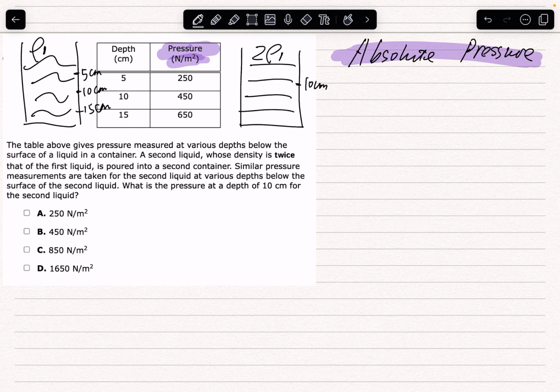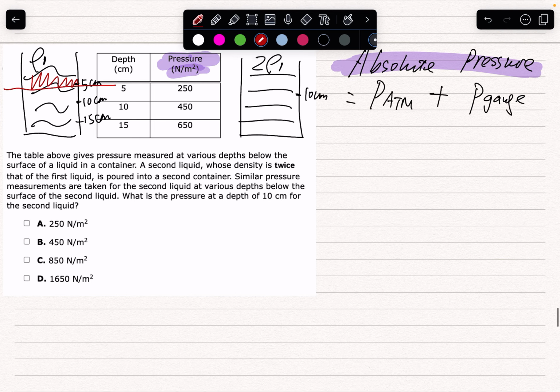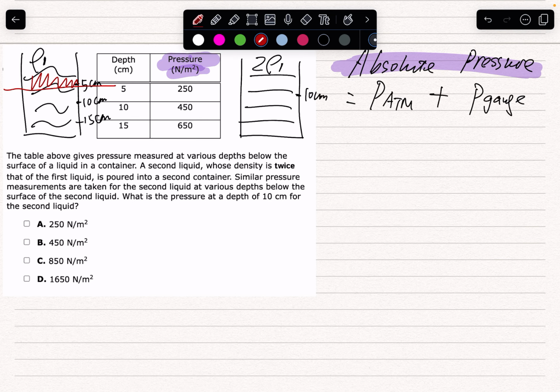And then the absolute pressure contains 2 components. One is the atmospheric pressure, I'll say P_ATM, okay? Let's say sea level pressure. What is the atmospheric pressure? 1 ATM, right? Okay. Plus P gauge. Okay, you might be wondering, what is gauge pressure? So in our case, at this 5 centimeter depth, you have that much liquid above it, right? So the gauge pressure this depth feels is really the force exerted by that liquid over a certain area, right? Okay, so that's what gauge pressure is.